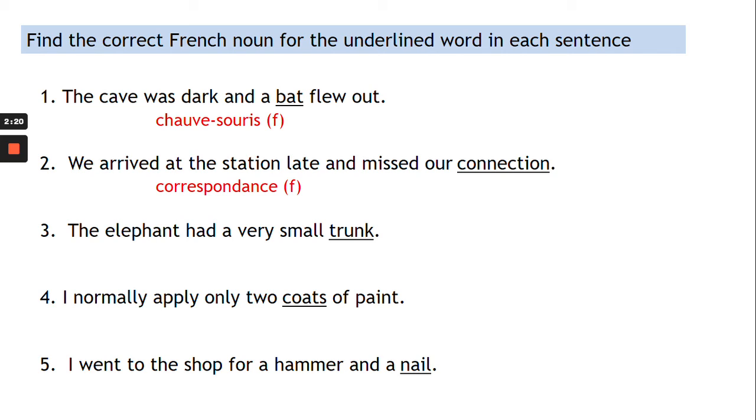The elephant had a very small trunk. We're looking for the word trompe. And I normally apply only 2 coats of paint. The word for paint, coat of paint, is couche de peinture. I went to the shop for a hammer and a nail. We're not talking fingernail, of course, we're looking for this kind of nail, and clou.